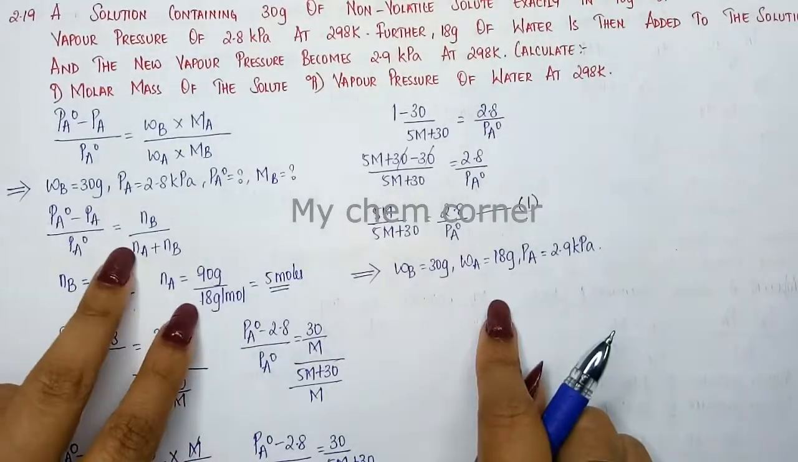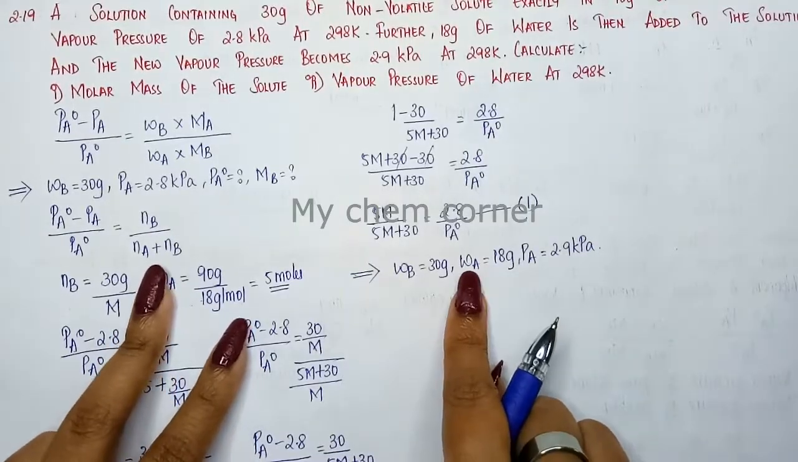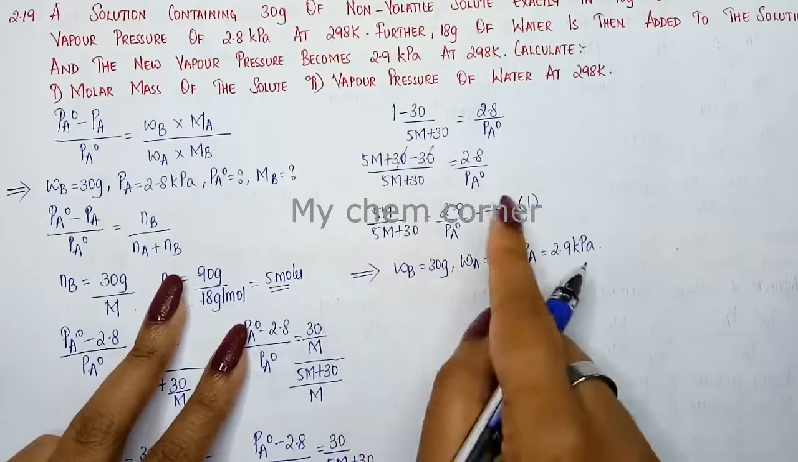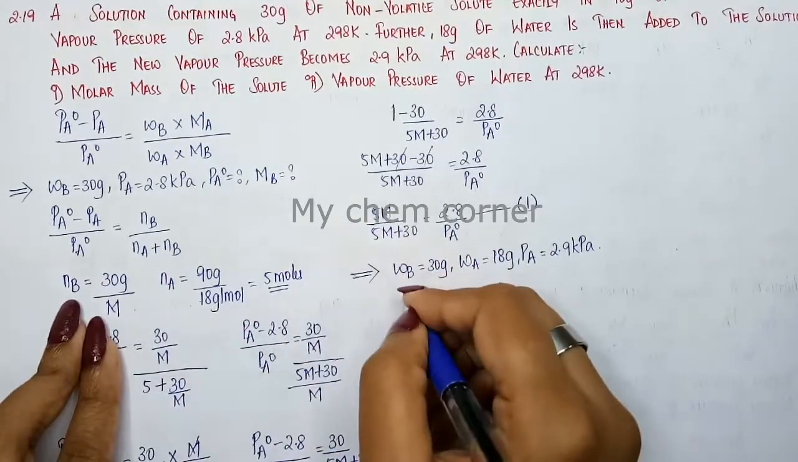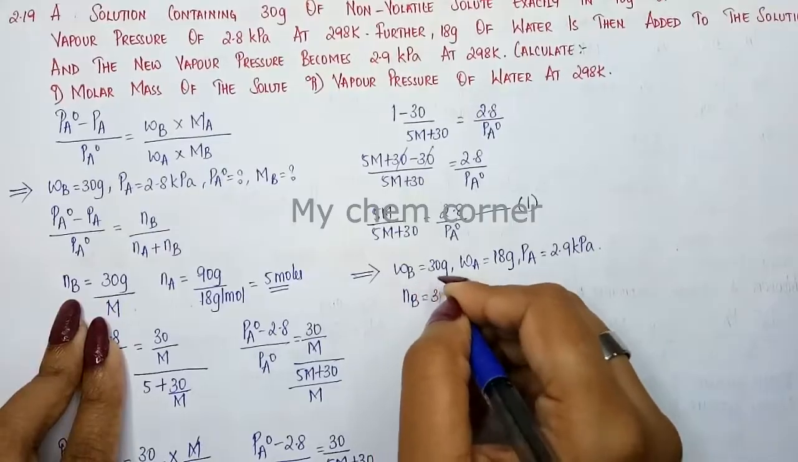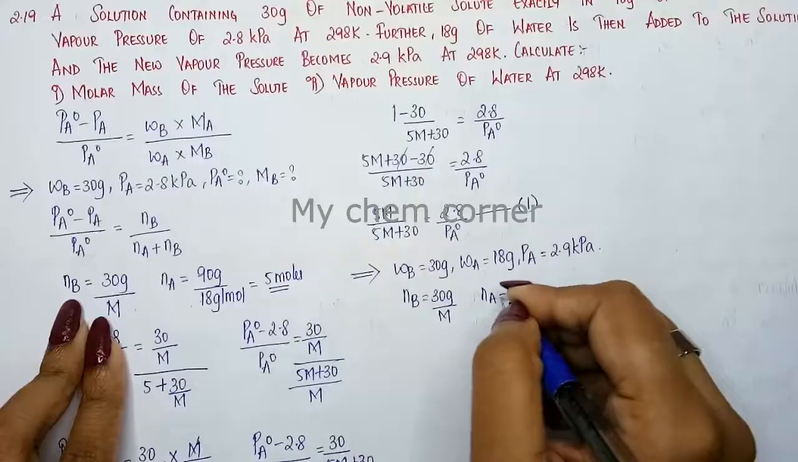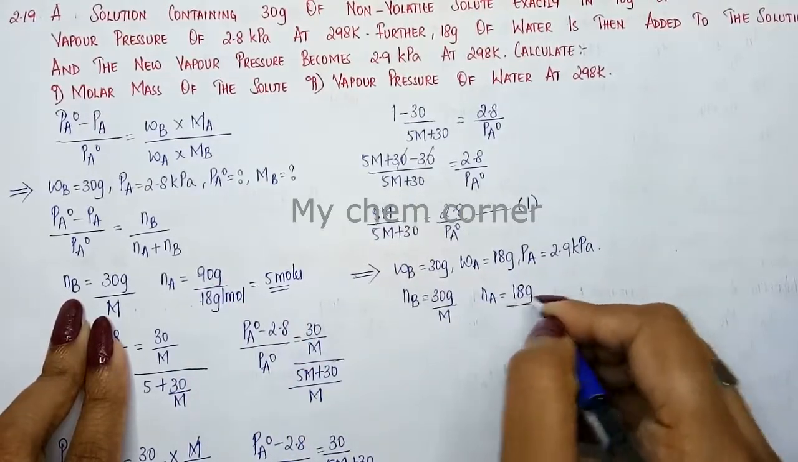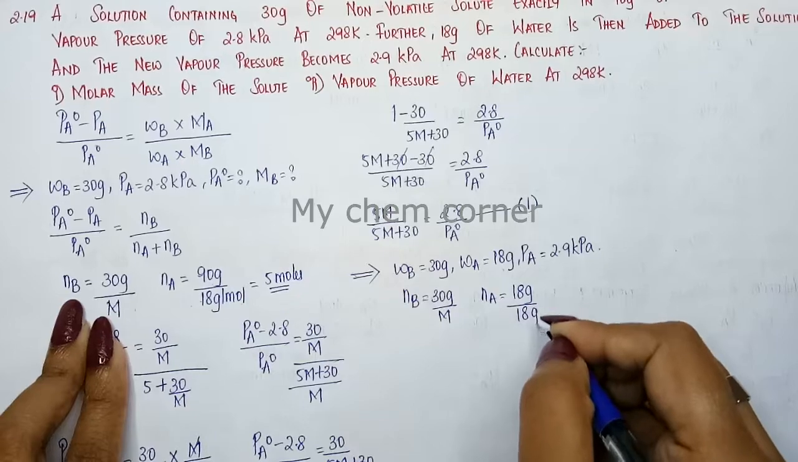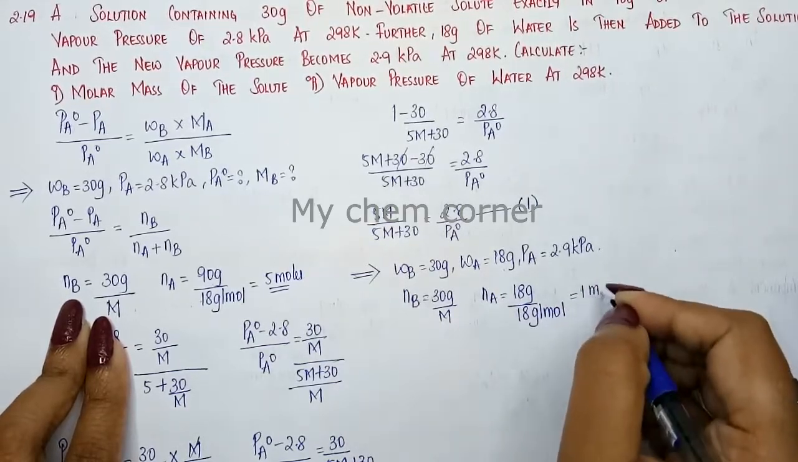Alright, now we will use the same formula here also. Now in this case, the number of moles of solute will still remain the same because the number is not changing. So NB will still be the same, 30 grams by M. NA will change because the weight over here is changing. This will be 18 grams, which is the given mass, divided by 18 grams, which is the molar mass of water. This will become 1 mole.